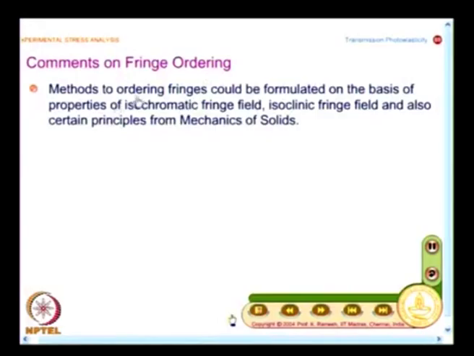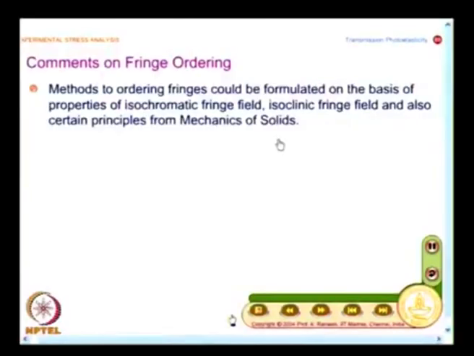And certain aspects could be understood if you look at properties of isochromatic fringe field and also properties of isoclinic fringe field, and you can get some kind of help from principles of mechanics of solids. So, what I need to do is I have to go and see what are all the properties of isochromatics, what are all the properties of isoclinics, and I am going to take the problem of a ring under diametral compression to illustrate the properties of isochromatic fringe field as well as isoclinic fringe field.